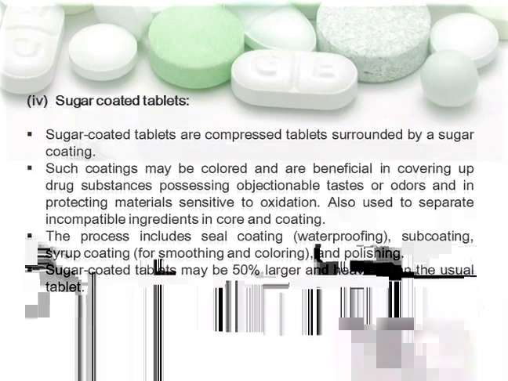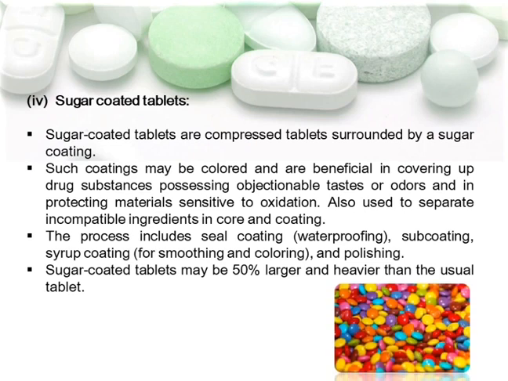Next is sugar coated tablets. Sugar coated tablets are compressed tablets surrounded by a sugar coating. Such coatings may be colored or are beneficial in covering up drug substances possessing objectionable taste or odor, and in protecting material sensitive to oxidation. They are also used to separate incompatible ingredients in core and coating. The process includes seal coating, waterproofing, subcoating, syrup coating for smoothing and coloring, and polishing.